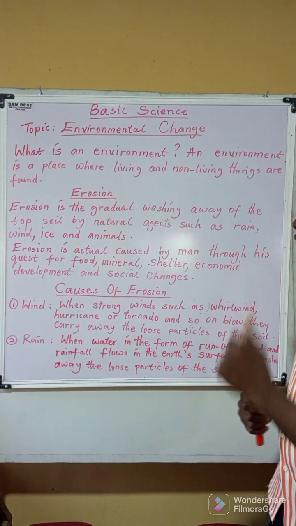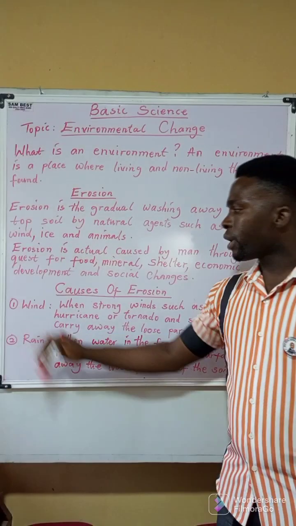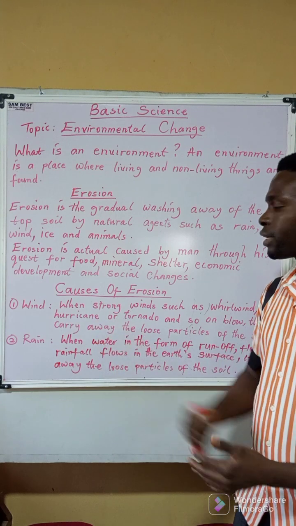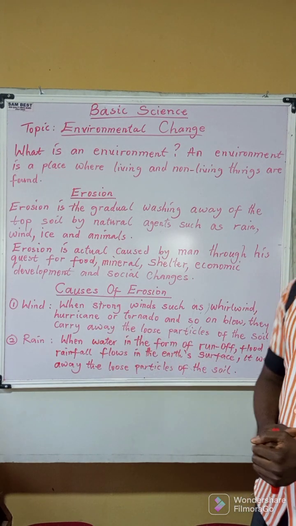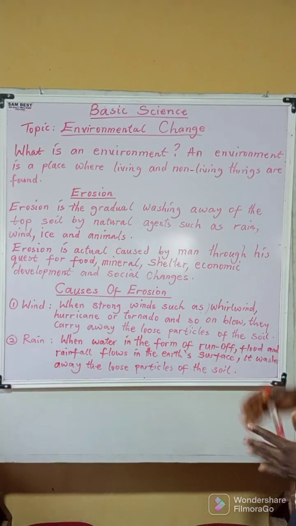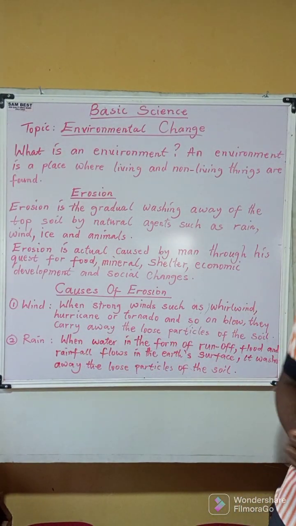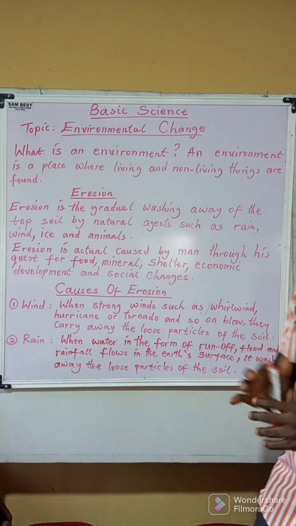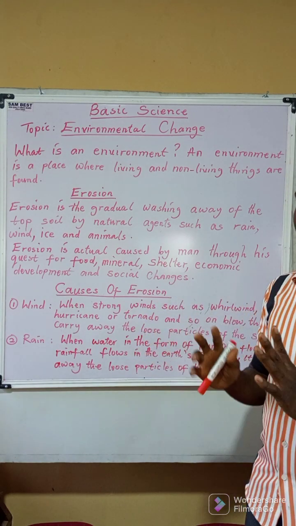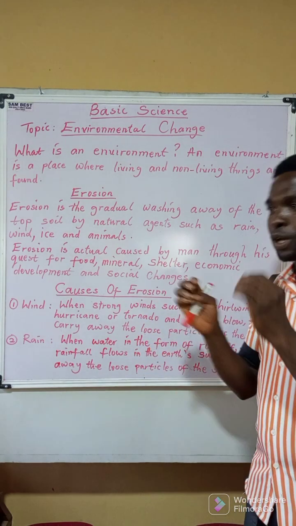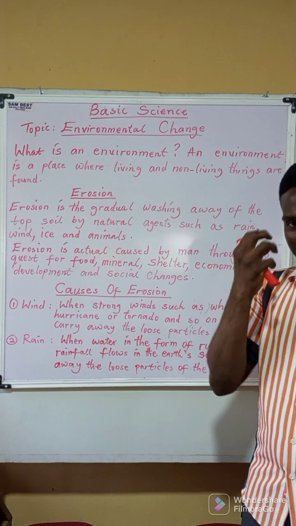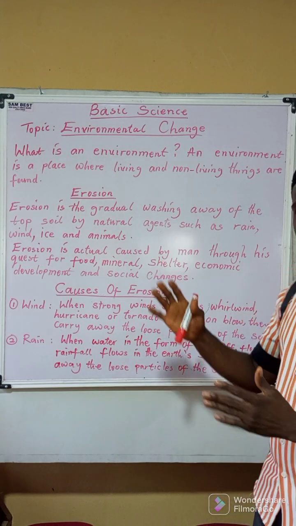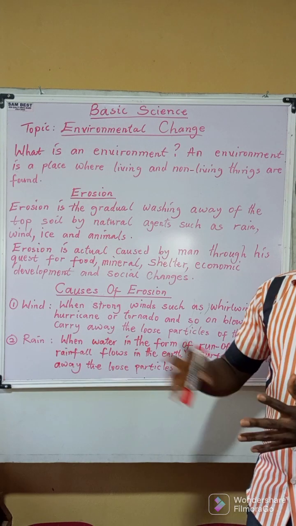Now, let's look at the causes of erosion. So wind: when strong winds such as whirlwind, hurricane, or tornado blow, what happens? They carry away the loose particles of the soil. When it blows anytime, that's why if you are walking when there is very strong wind and you don't protect your eyes, you will see that some particles will get into your eyes. Those are the loose particles of the soil. It is washing away the topsoil.